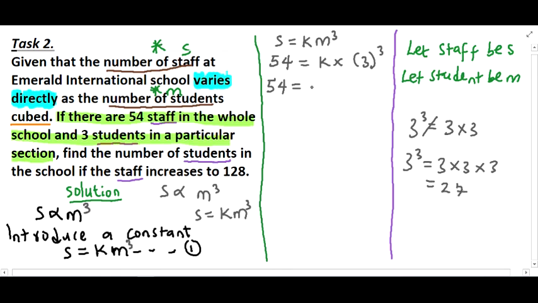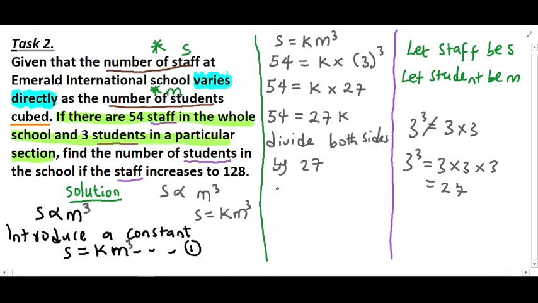Okay, so we have that k times 27, and here we'll have 54 is equal to k times 27, which gives us 27k. So what do we do? Divide both sides by 27. So we'll have 54 over 27 equal to 27k over 27. The 27s cancel, so k stands alone, and 54 divided by 27 gives us 2. So therefore, wow, our constant in this question also has to become 2 again.